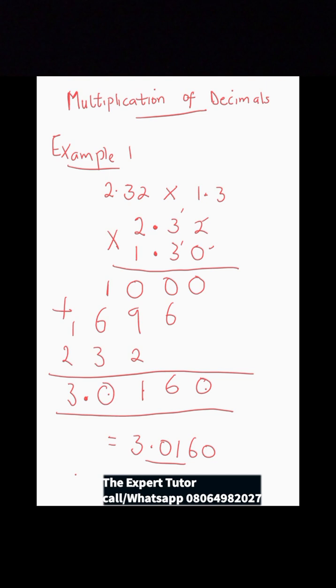It is that simple. Very, very simple. So this is how you multiply numbers in decimal. Follow that same arrangement. I'm going to give us one more example. All right, so I'm going to take the second example.